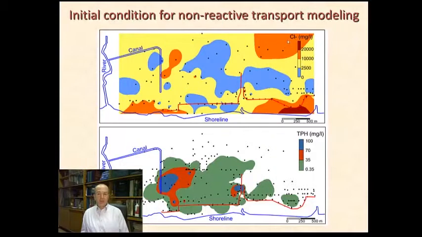If you have a well-calibrated transport model for chloride, you can use the same parameters for transport modeling to verify and simulate the distribution of your contaminants.